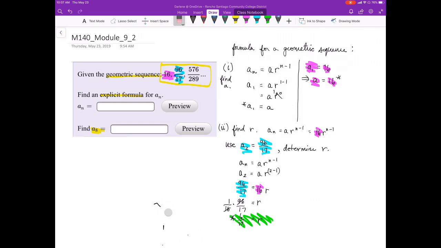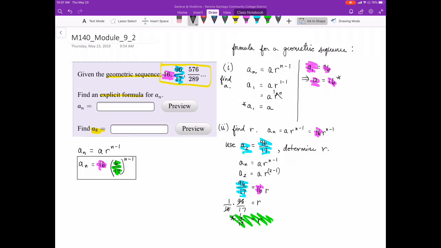All right, I'm about to answer the first question. So the formula for a sub n now would be a r to the n minus 1. So a sub n is now equal to 16 times the ratio r, 6/17, to the n minus 1. And again, the 16 comes from the first term of the sequence, and the r comes from solving using one of the other terms. Okay.